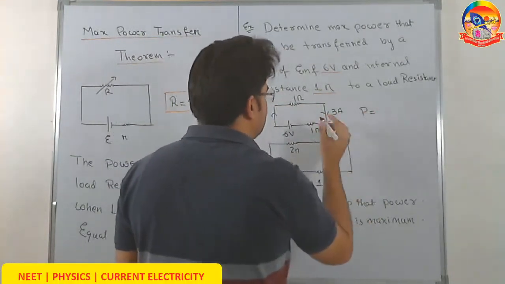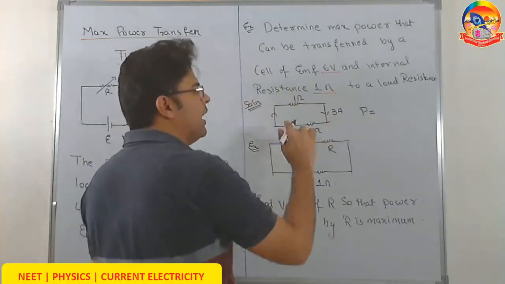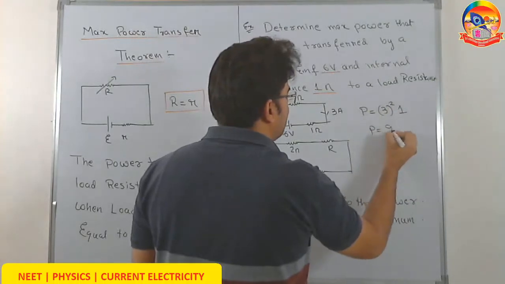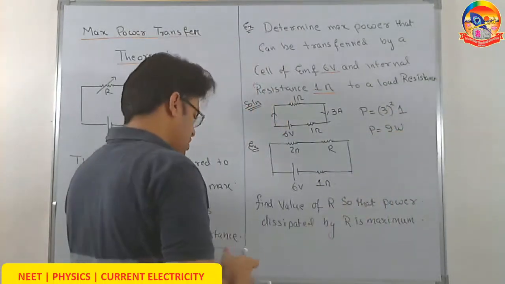So the power dissipated by this resistance has to be I square R. So I square, 3 square into 1. So the power dissipated has to be 9 watt. Okay. Next question.